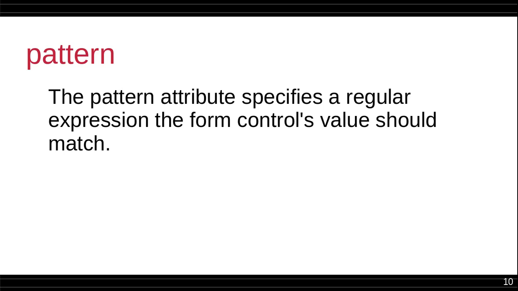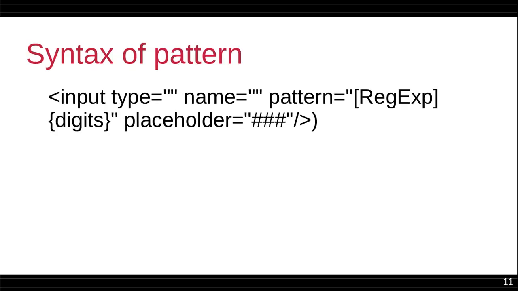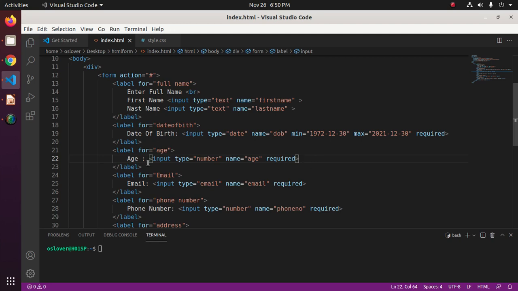Now I will use the pattern attribute. The pattern attribute specifies a regular expression that the form control's value should match. Syntax of pattern: input type, name, pattern, regular expression, digits. For email I'm going to use the pattern attribute. So go to the HTML form and add the pattern attribute in the email field. Remember that all of the HTML elements must have the required attribute for validating using other HTML5 attributes.